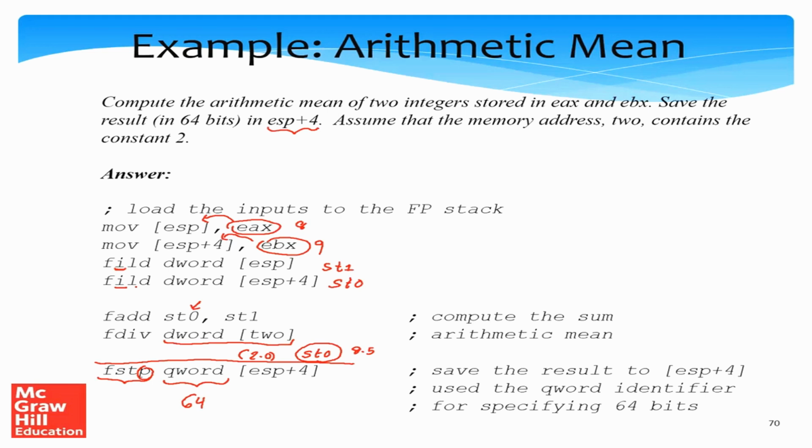But it's important to understand that the FILD instruction is being used to achieve the conversion from integer to floating point. That is point number 1. Second, we are doing a division, and a constant 2 is saved at a certain memory address called TWO. And then we are saving the result back, which is a 64-bit quantity, using the QWORD identifier to ESP plus 4.